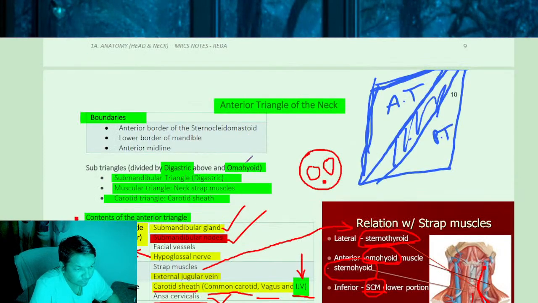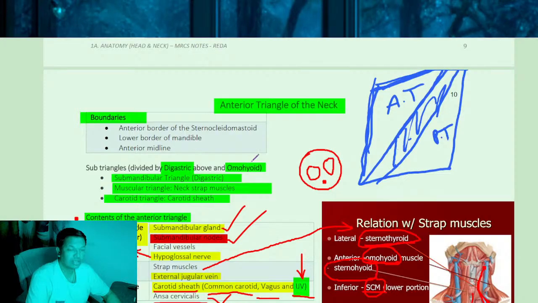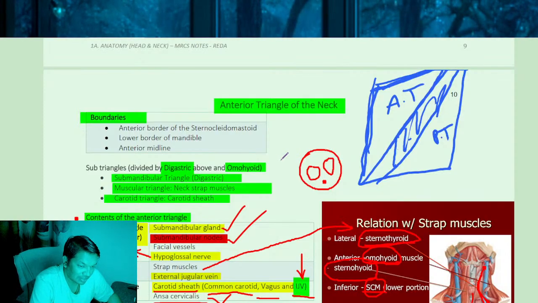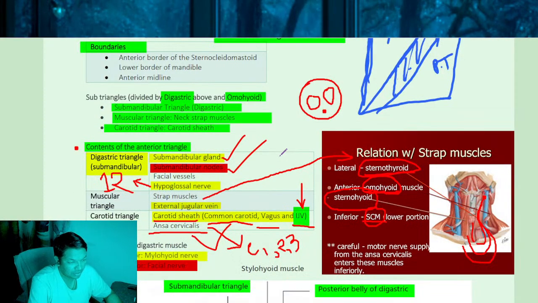Now the anterior triangle is again divided into subtriangles by two muscles. One is the digastric muscle, another one is the omohyoid. Digastric muscle and omohyoid muscle.